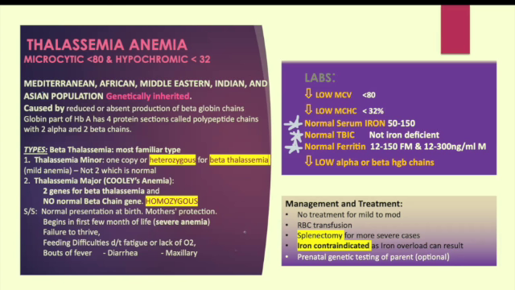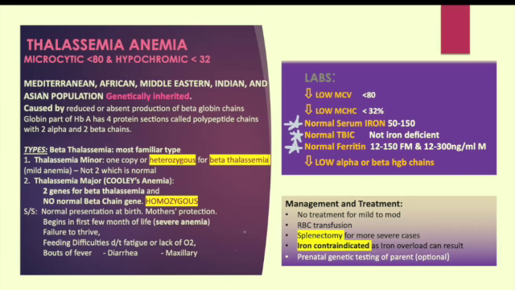Normal presentation at birth, so these patients don't seem to have a big problem when they're first alive, but that's due to the mother's protection she's given in utero. But within the first few months of life, they start to have severe anemia signs and failure to thrive. They have feeding difficulties due to fatigue or lack of O2, bouts of fever, diarrhea, maxillary problems. So definitely something that is not being observed in the adult population at first, but will carry on later into their lives.